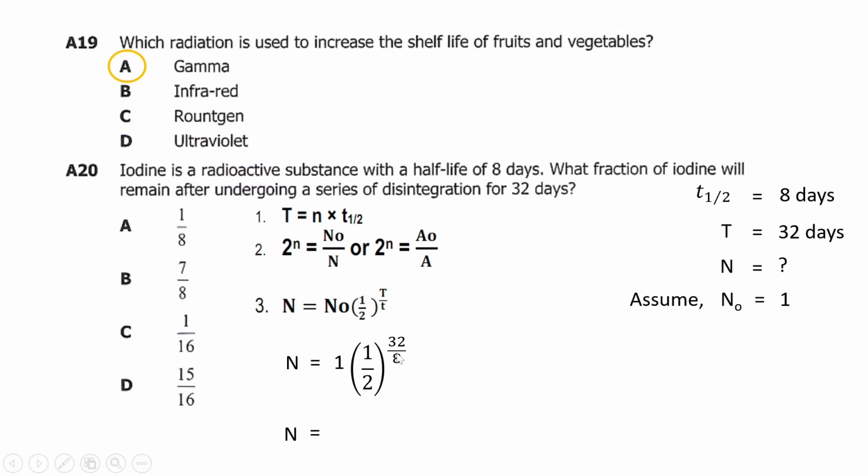So 32 divided by 8 will actually be 4. So here I'll have 1 over 2 to the power 4. It is just 1 over 2 to the power 4, and 2 to the power 4 is 16. So meaning the amount which remained is 1 over 16, meaning the answer is C.